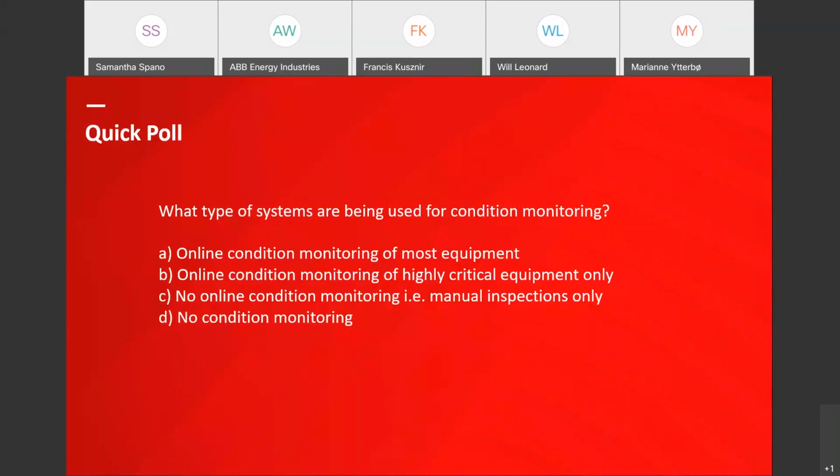Now the poll is closed. So here we wanted to see a bit about the potential and what kind of monitoring is already out there.